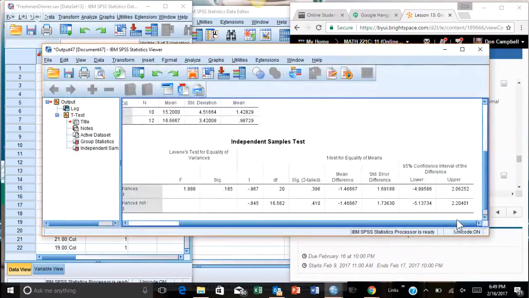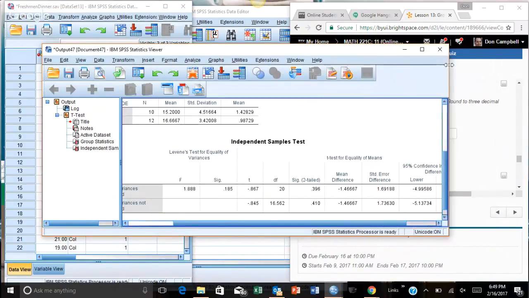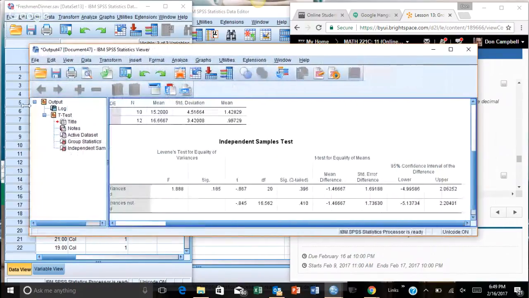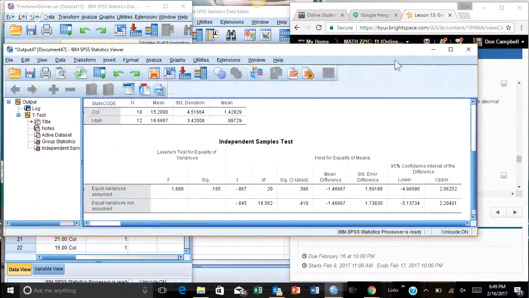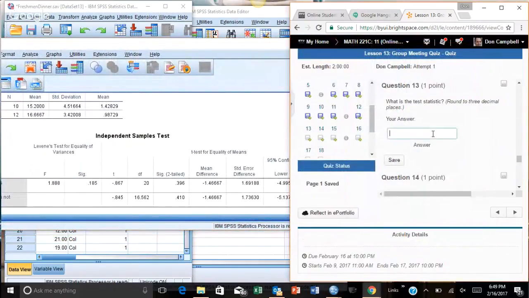Awesome. And we want to know, what is the test statistic? The test statistic is negative 0.845. Yeah, negative 0.8. Mm-hmm. Okay.